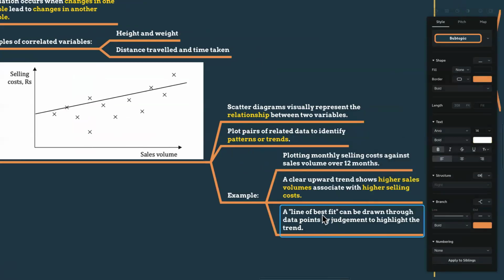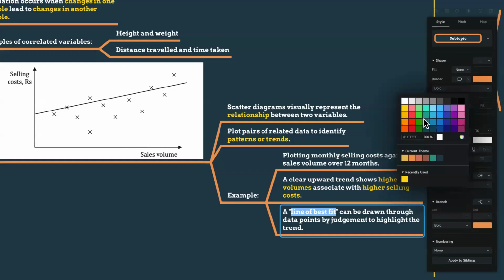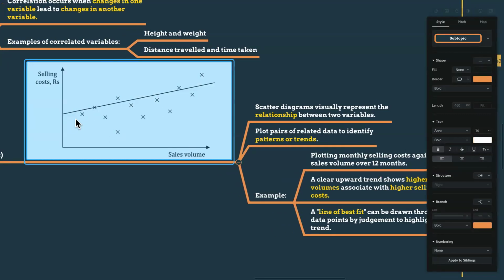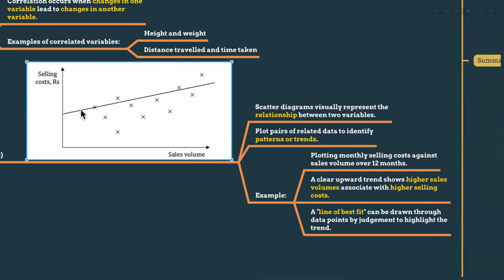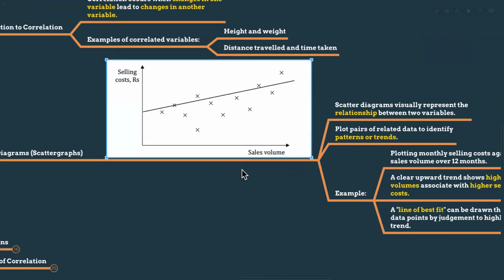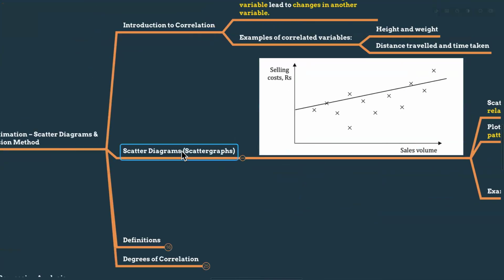A line of best fit can be drawn through data points by judgment to highlight the trend. The line of best fit means the line in the graph. According to the data we have plotted, we can draw a line. There is a positive relationship. That is called the line of best fit. This is the line of best fit, right? So that is scatter diagrams, guys.